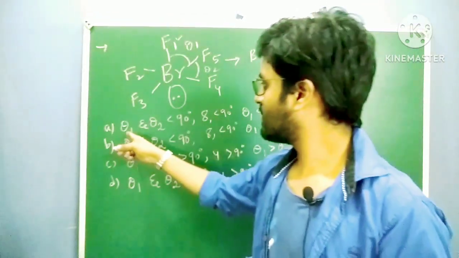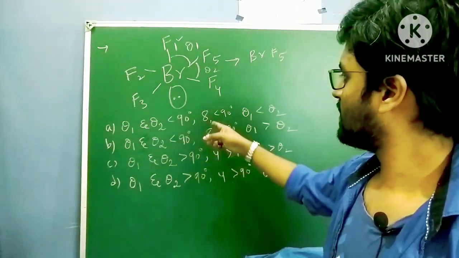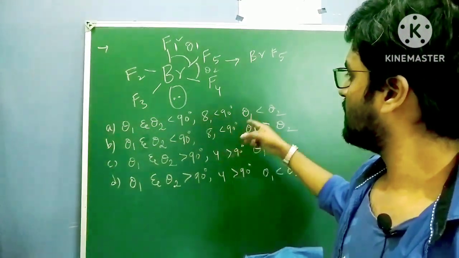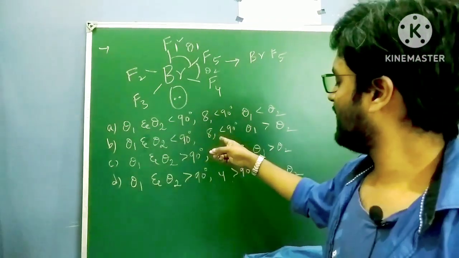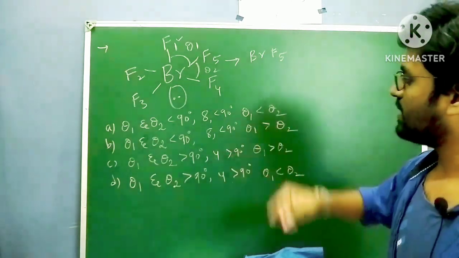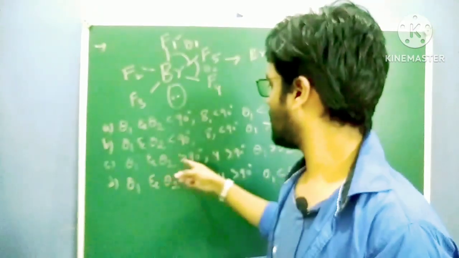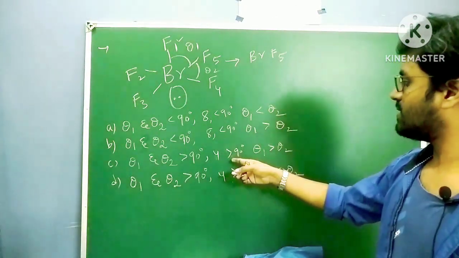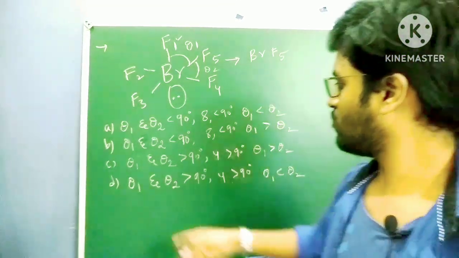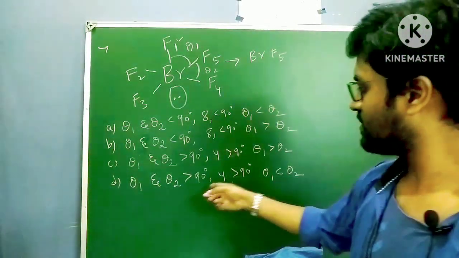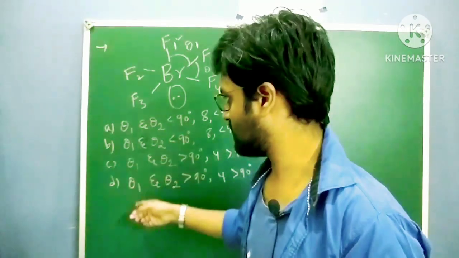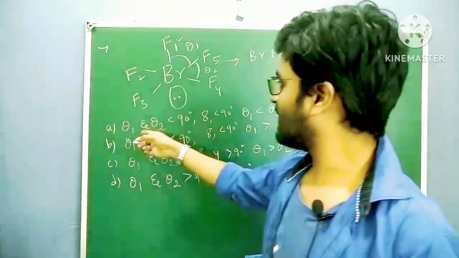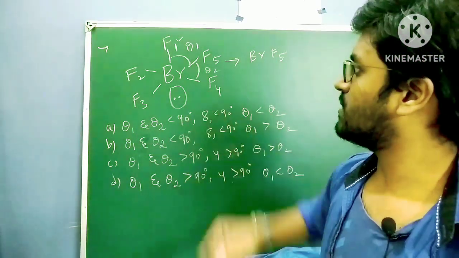The options are: theta 1 and theta 2 less than 90 degrees, 8 angles less than 90 degrees, theta 1 less than theta 2; theta 1 and theta 2 less than 90 degrees, 8 angles less than 90 degrees, theta 1 greater than theta 2; theta 1 and theta 2 greater than 90 degrees, 4 angles greater than 90 degrees, theta 1 greater than theta 2; and theta 1 and theta 2 greater than 90 degrees, 4 angles greater than 90 degrees, theta 1 less than theta 2. First of all, let us see whether the angles theta 1 and theta 2 are 90 degrees or not.